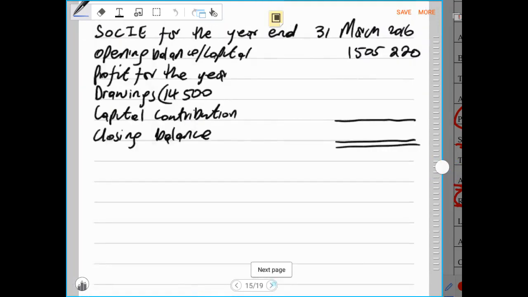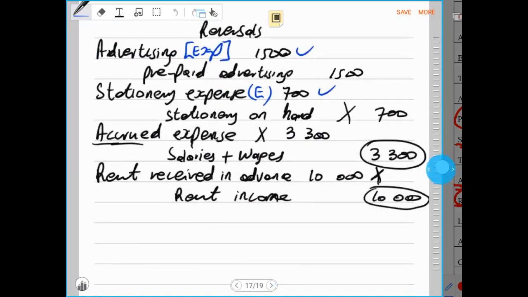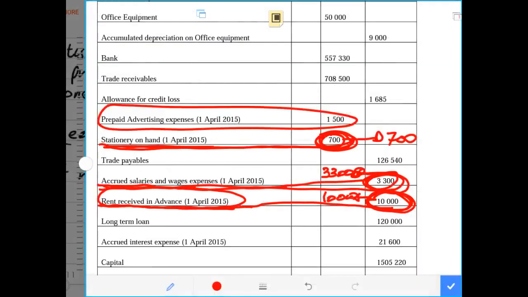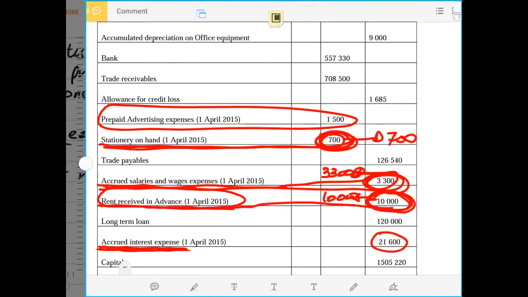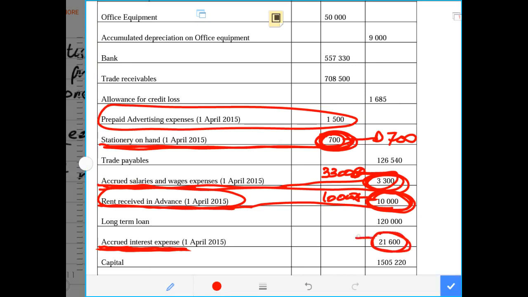Then we go to the next reversal, if there is still another reversal to take into account. Another reversal is the reversal of the accrued interest expense. All the accruals, guys, and income received in advance or prepaid expense or accrued expense, they must be reversed when you do your financial statements. So here again, our interest expense which was accrued was a liability last year, and when we make a reversal, we record it on the debit side. That means we record 21,600 on the debit side, meaning now we are cancelling the liability and it doesn't become a liability anymore.